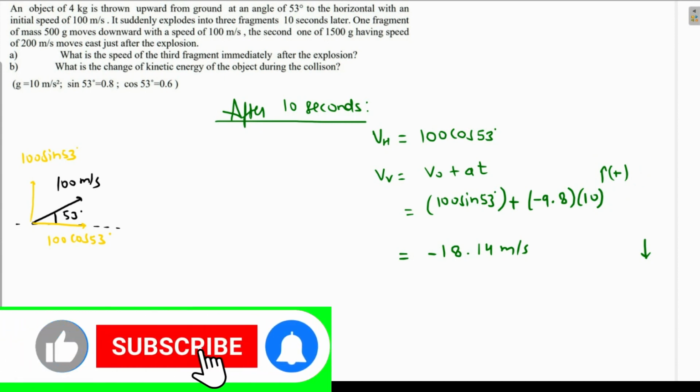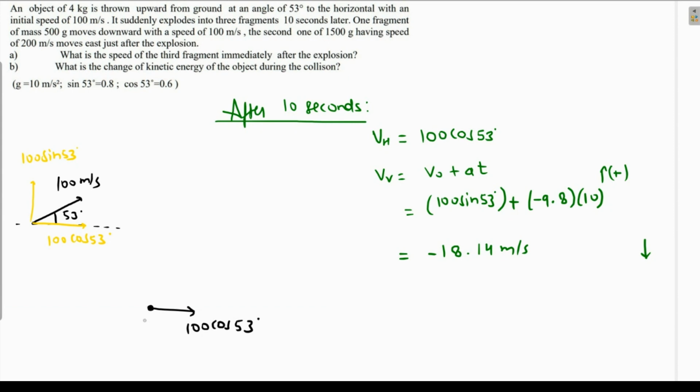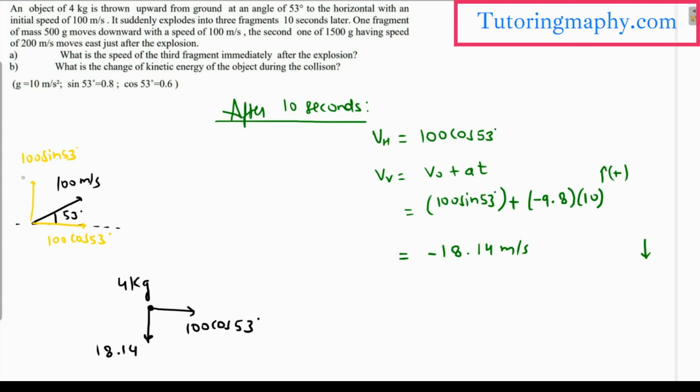Totally fine. So before the collision, the situation looks like this. This is 100 cosine of 53 degrees, the initial horizontal velocity, and this is 18.14, the initial vertical velocity. This is 4 kilograms. The value of 100 cosine of 53 is 60.18. So this is before the collision.